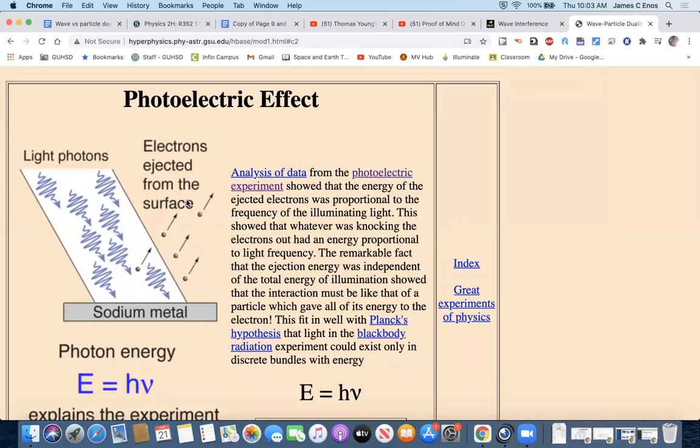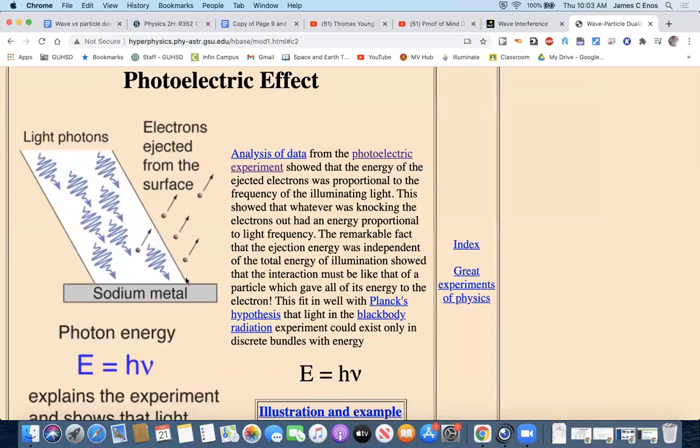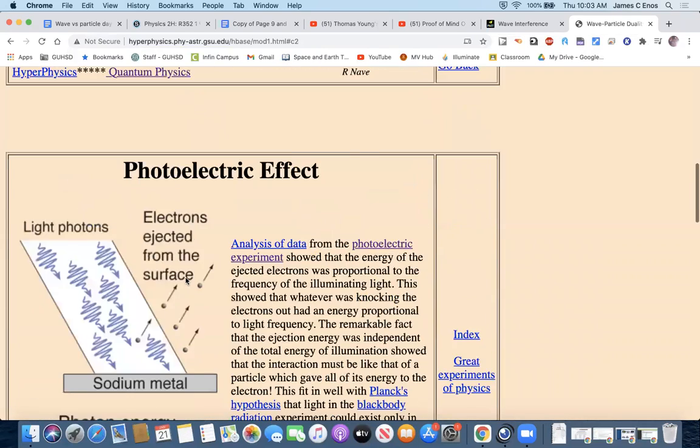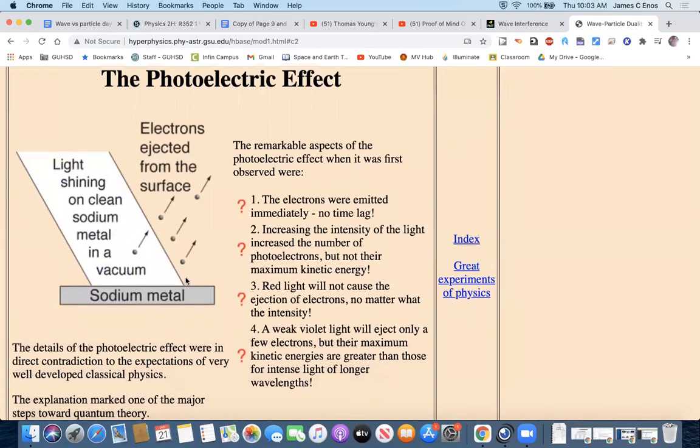You can increase the intensity of the light, adding more energy to the light, but the electrons that get emitted will keep the same amount of energy, regardless of that intensity. So there's some things we can get here, that electrons are going to be emitted immediately when these light particles hit these electrons and eject them.